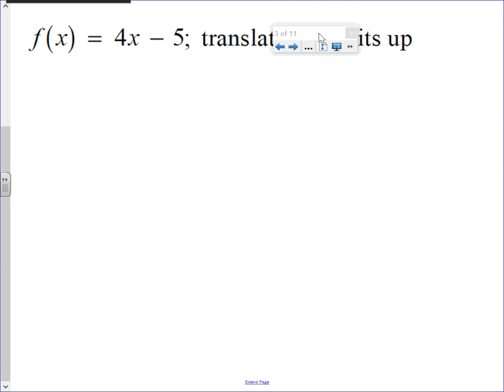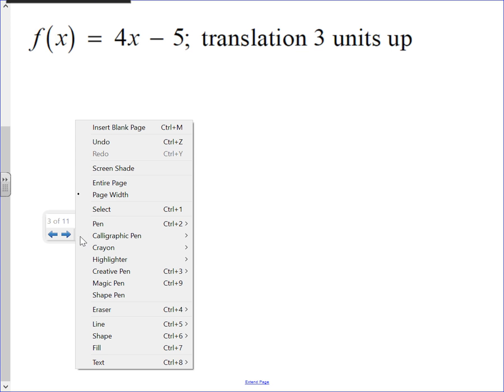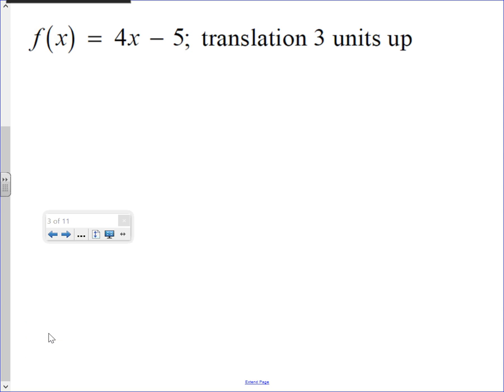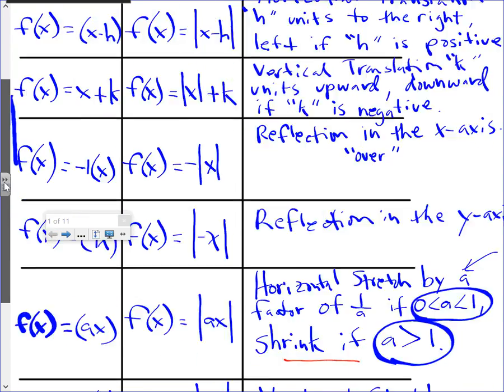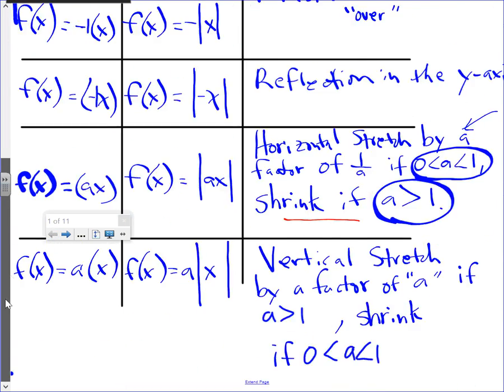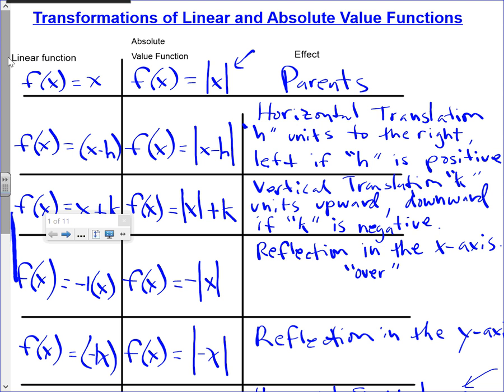Number 2 says, let's take that linear function, f of x equals 4x minus 5, and we're going to translate it 3 units up. So what kind of transformation is that? Let me go to our transformation Bible here. Which one involves translating up? Right, it's right here on vertical translation.